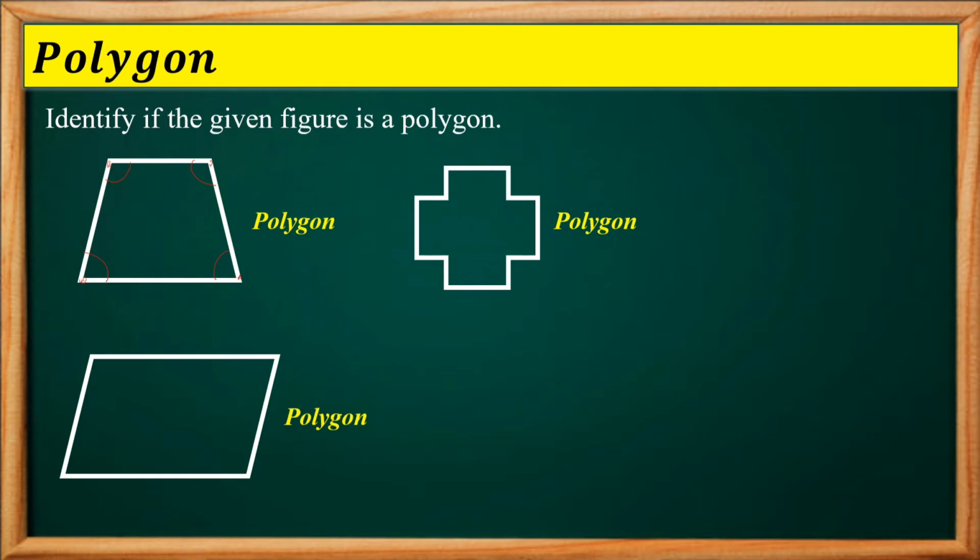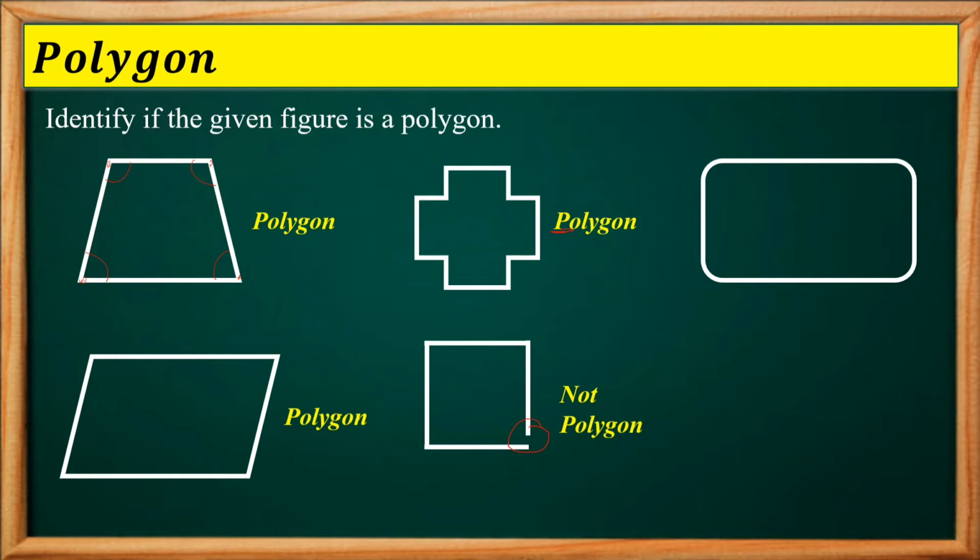As long as lahat ng side is a straight line or line segment, and it is a closed plane figure, then it is a polygon. How about on this figure? Try to observe. The sides on this figure are line segments, but it is not a polygon. Why? On this part, it is not closed, it is open. Remember, it must be a closed plane figure. Since it is not closed, then it is not a polygon. Next, this part.